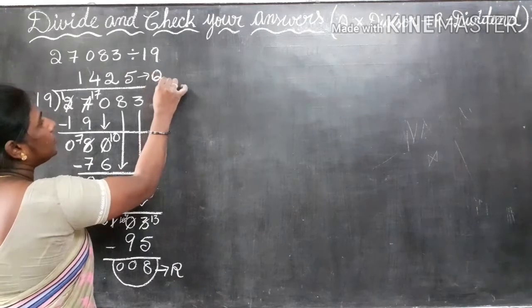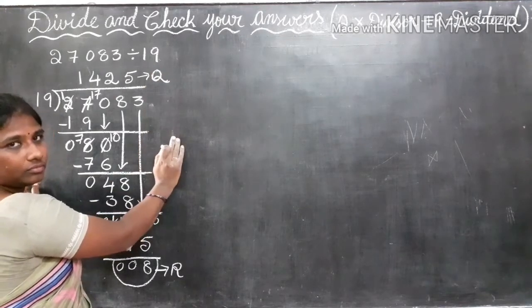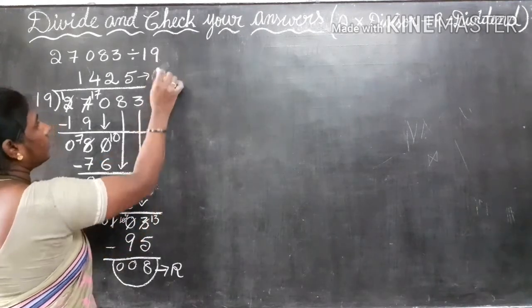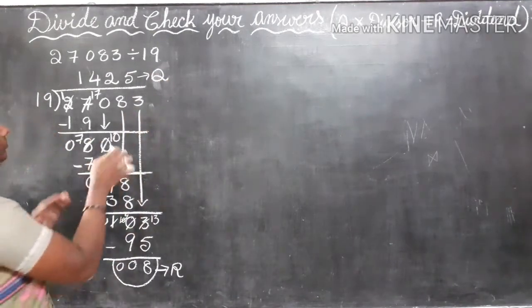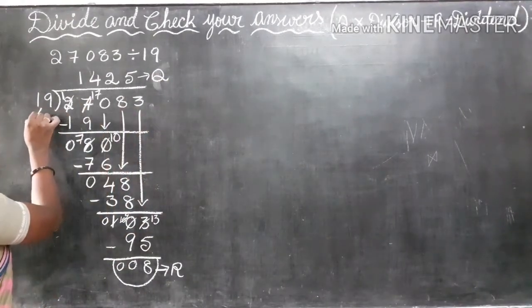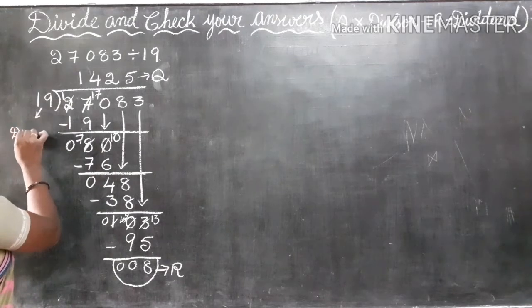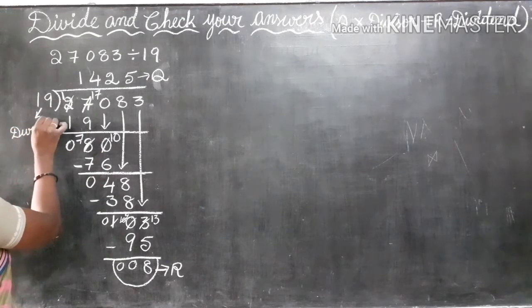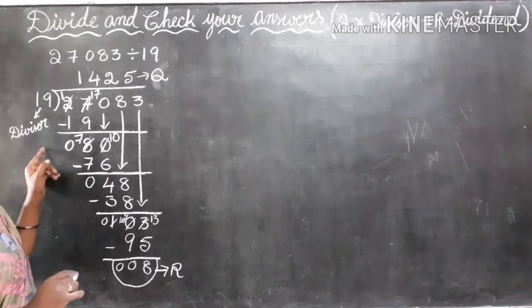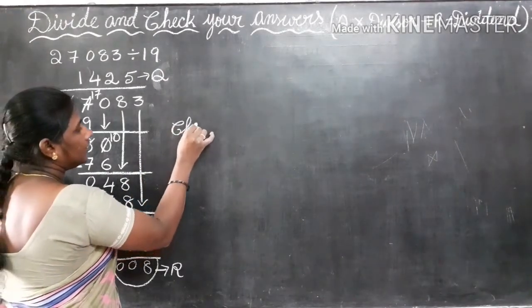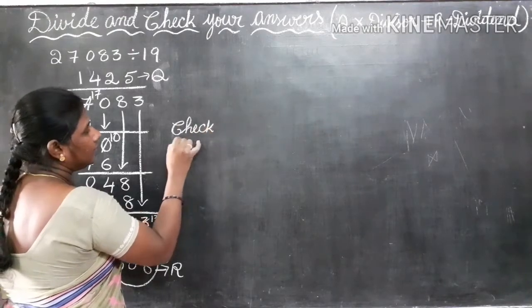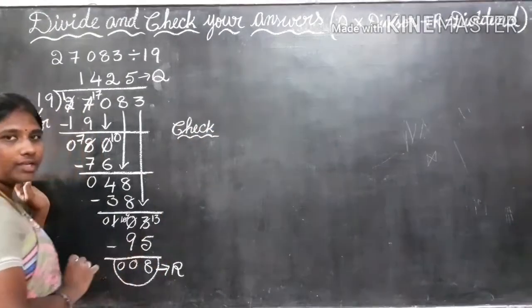It is the quotient. Next, it is the divisor. Now we have to do the check.